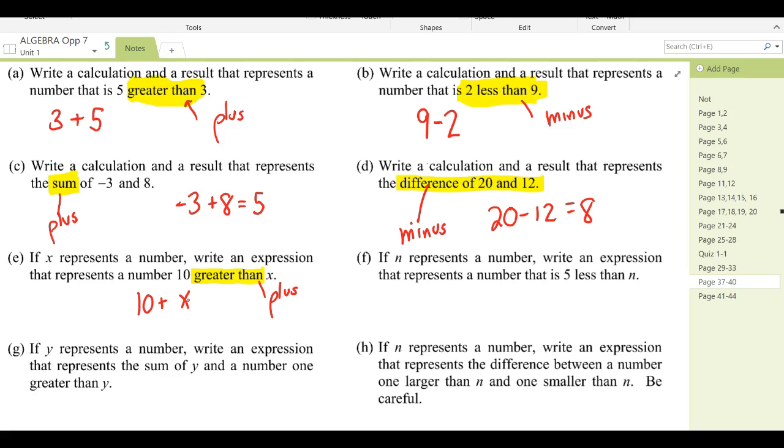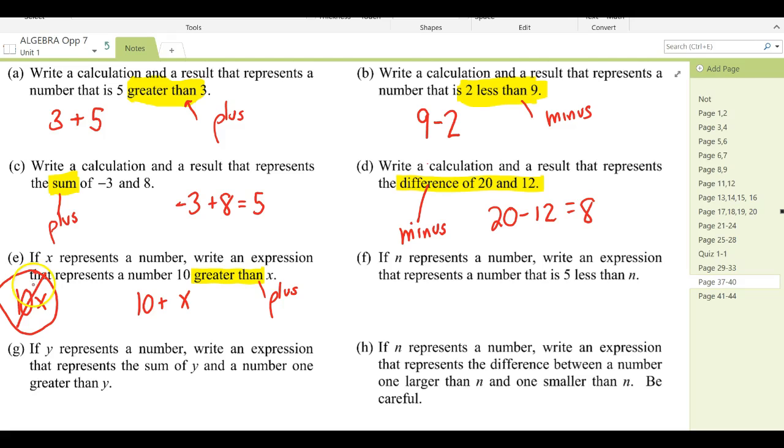Why is 10x not the right answer? Because 10x is multiply. 10x means multiply. And I'm not saying 10 times x. They're saying 10 greater than x. Big difference, right? Big, big difference.